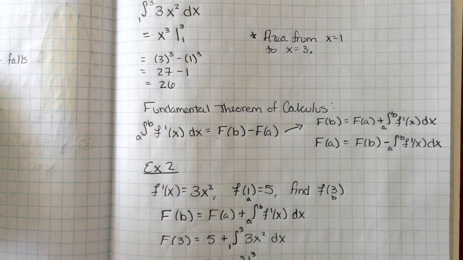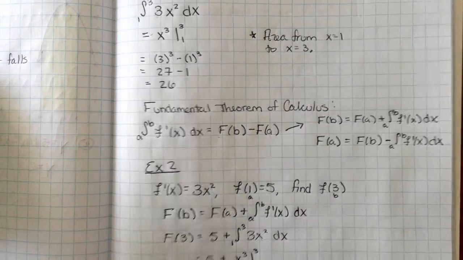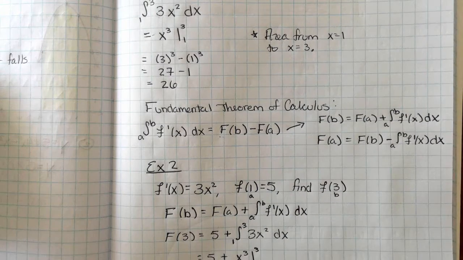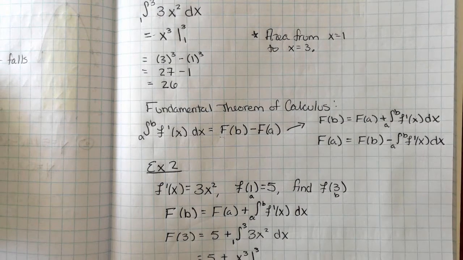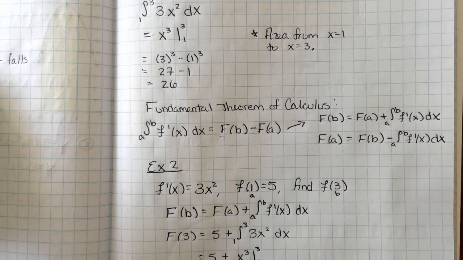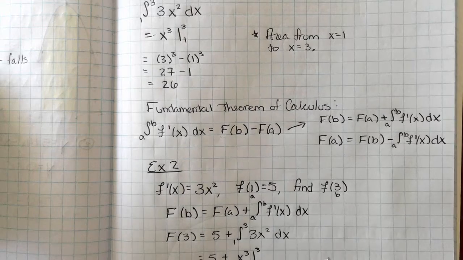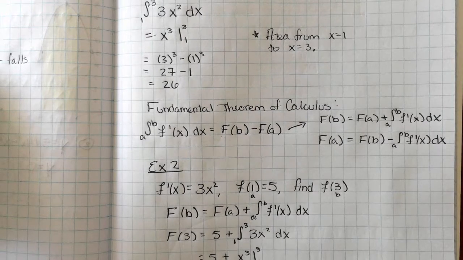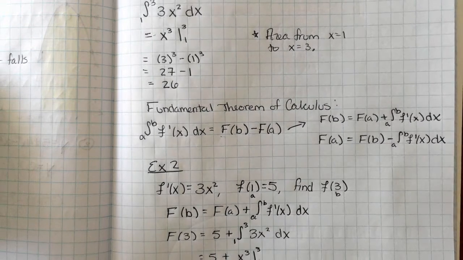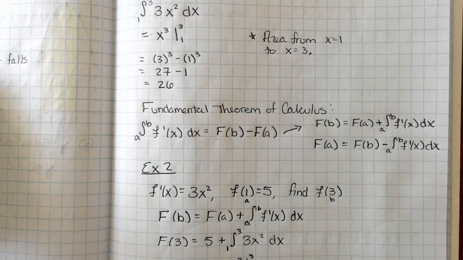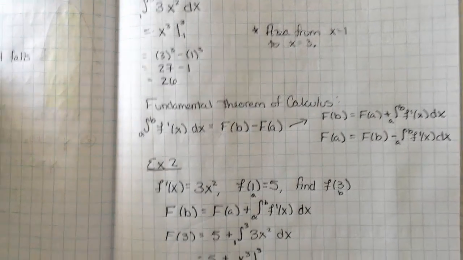We don't need that c value. And again, we've already done this. What is x cubed from 1 to 3? So we're going to get 5 plus 26, which is a value of 31. So that is what the function is at 3. Sorry, and I will move it down. Okay?